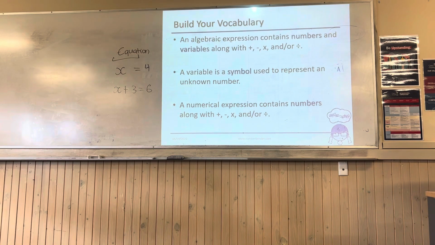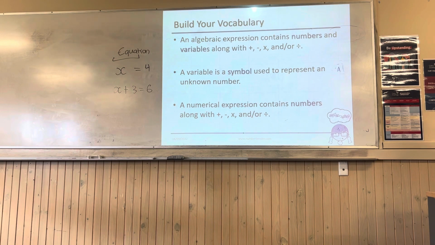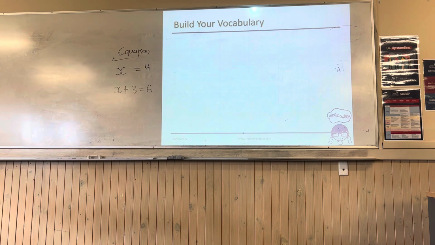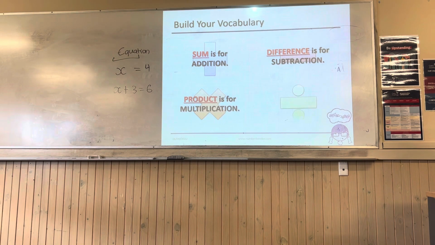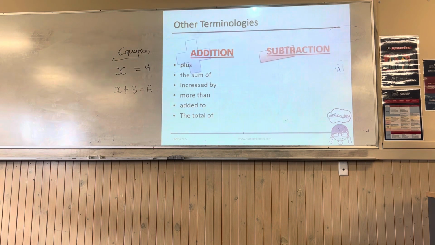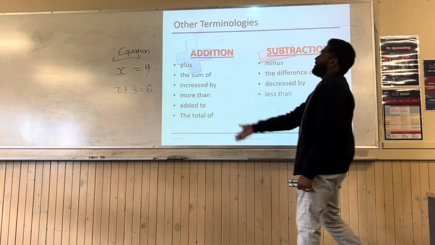Could anyone give me an example of a variable that we talk about, an unknown number? What kind of letter would you use for an unknown number? Which letter would you use? X, okay? That's the most common one, x. Sum is addition, difference is subtraction, product is multiplication, quotient is actually division. That's a tricky one. And these are some of the terms that you should know of.